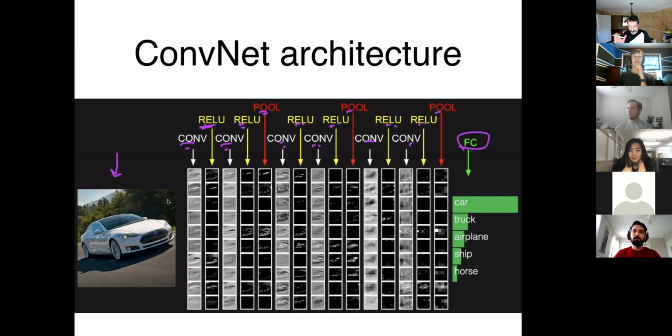There are so many variations in convolutional neural network architecture. There are so many variations of ConvNets, basically. But these are the commonalities between different ConvNet architectures that you find out there.